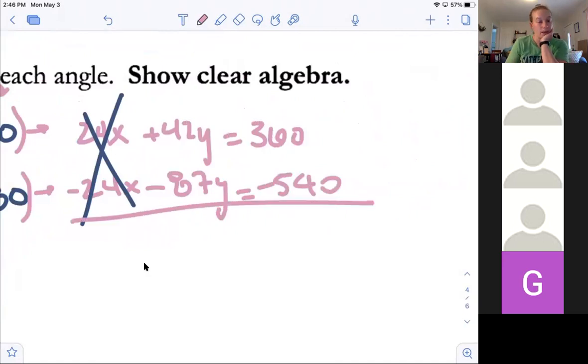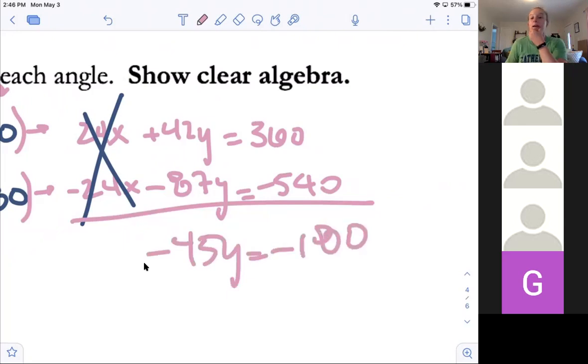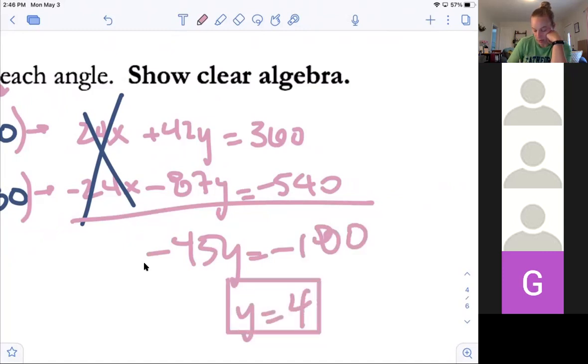Okay. All right, we've decided the x's cancel, so I combine my y's. 42 minus 87 is going to be negative 45y. And then 360 minus 540 is negative 180. And then I get to do negative 180 divided by negative 45. Oh, nice. And I get y equals 4.